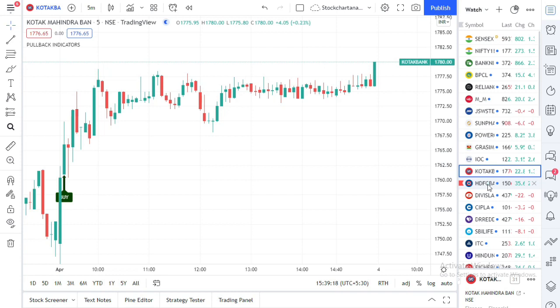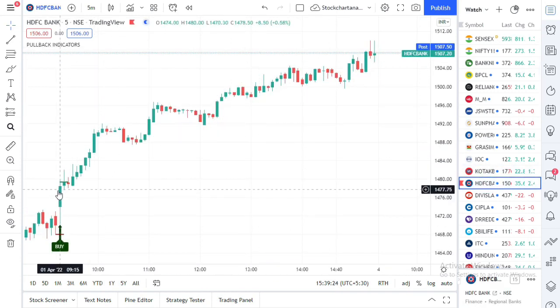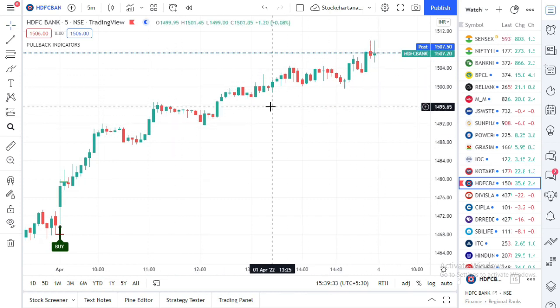Let us see one more last stock. This is HDFC Bank. In HDFC Bank also we got a buy signal here in the morning. The next candle has also given us the confirmation, and HDFC Bank was in an uptrend for the entire day.